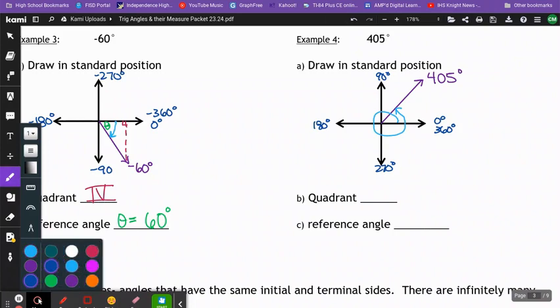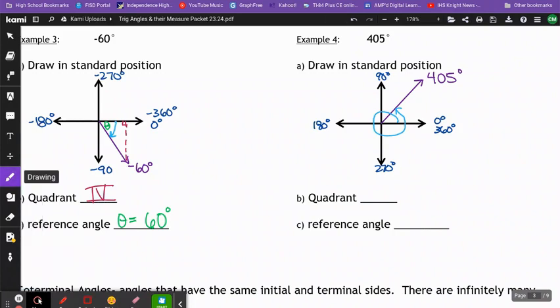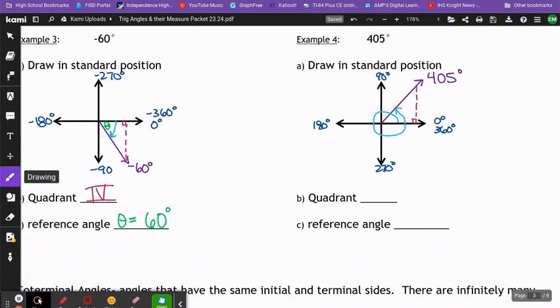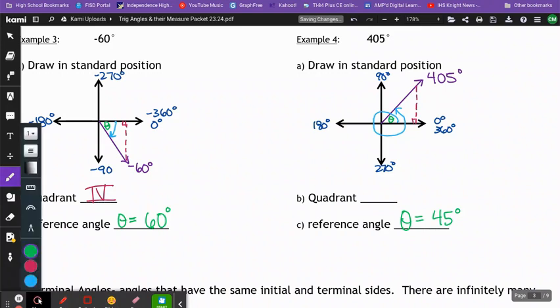Now do the same things we've done for the others. Drop a perpendicular line from the terminal side to the x-axis. Make your right triangle. Mark your reference angle. The reference angle is always touching the x-axis, touching the origin. And in this case, it's a 45-degree reference angle. And we have landed in quadrant 1.